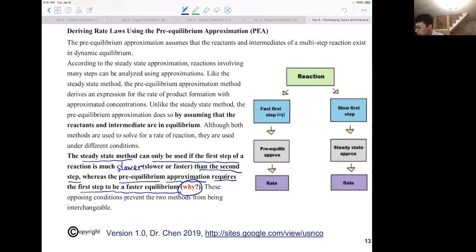If the first step is a fast equilibrium and the second step is slow, then we can make the assumption that the second step will not affect the concentration of the products in the first step. And then we can say the reactants and the products are in a kind of equilibrium state. Make sense?